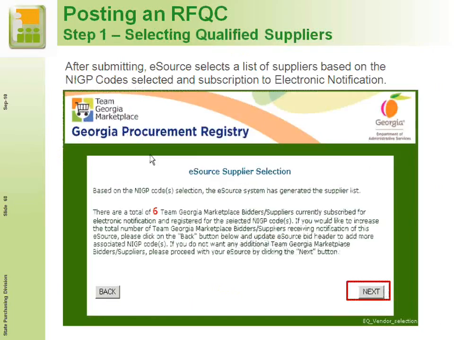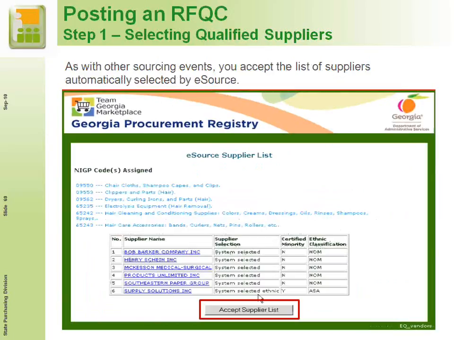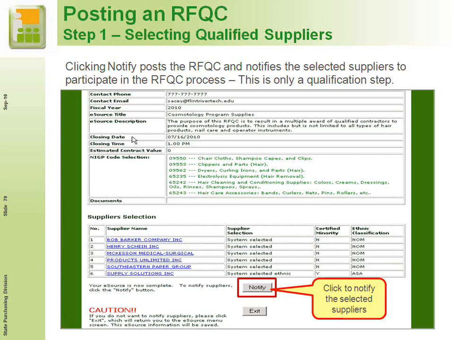Once you've selected your NIGP codes and you select submit, it'll tell you how many subscribed suppliers are going to be notified, and you click next. Once you click next, it'll give you a list of your suppliers, and you would accept the list. And the next screen here will be your final screen to notify your suppliers. You click notify.